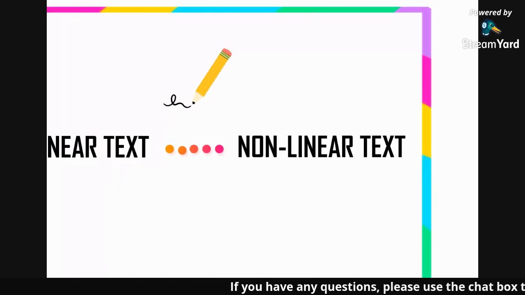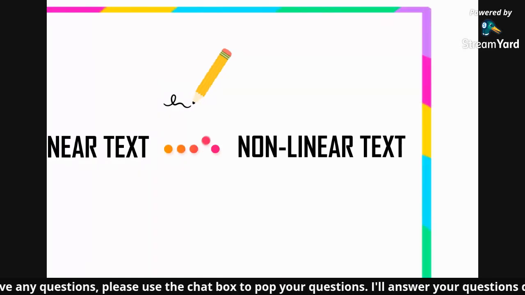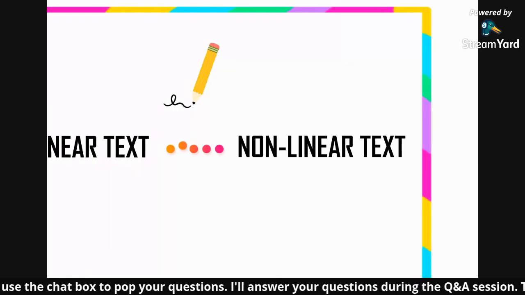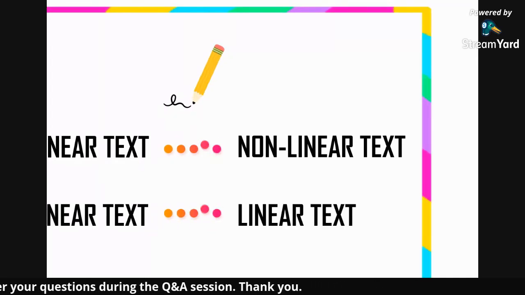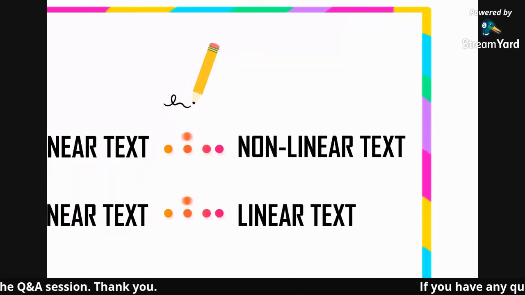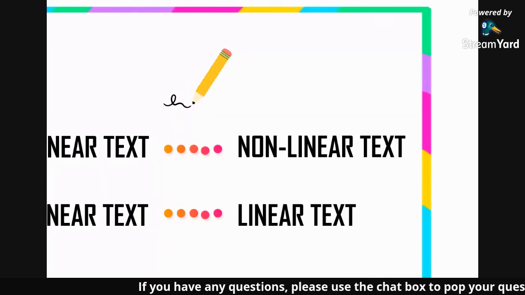So these are the examples of section A text that you will be transferring into. And another one will be a non-linear into a linear text. Maybe you have a map and you're supposed to transfer the information from the map into the text.